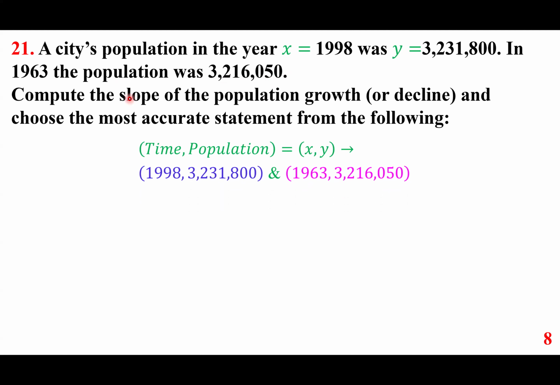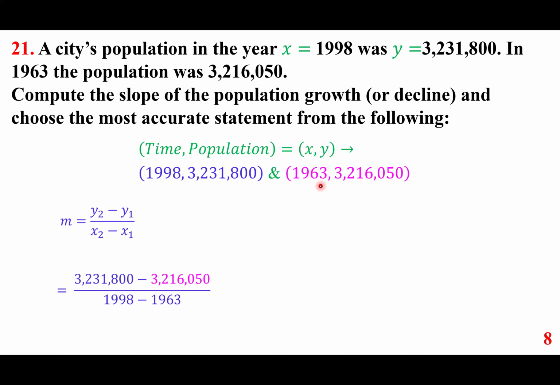I'm going to calculate the slope. Rise over run: y sub 2 minus y sub 1 over x sub 2 minus x sub 1. So either subtract this one from this one or this one from this one, makes no difference as long as you follow the order. Since this is larger, I'm going to say this number minus this number, and then this number minus this number. It makes no difference, understand that.